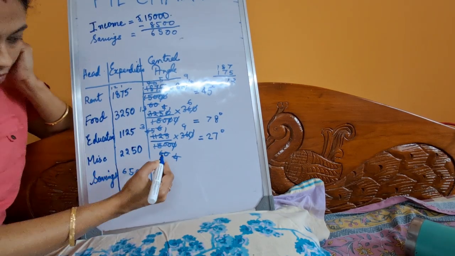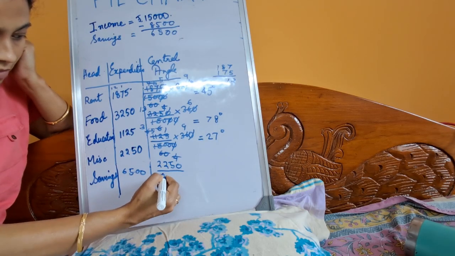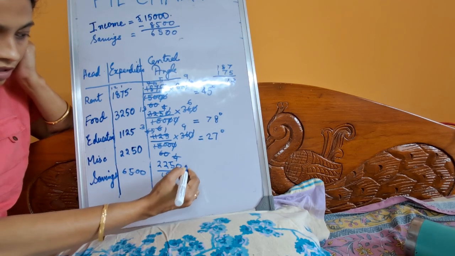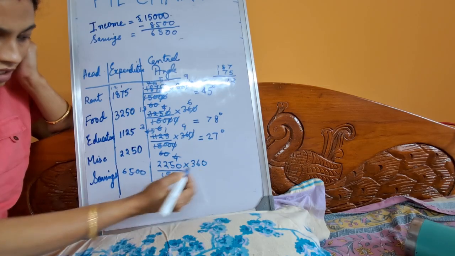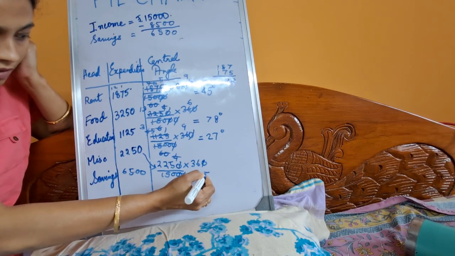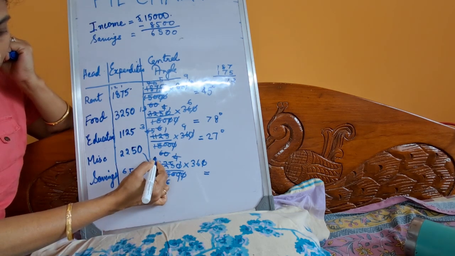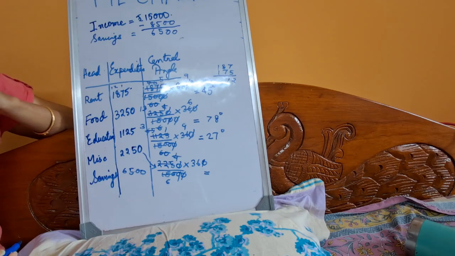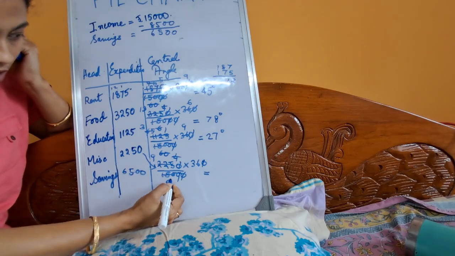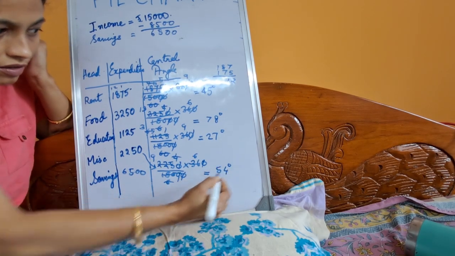Then the miscellaneous one, 2250 by 15,000 into 360. This calculation I am doing here. Cut all the zeros. Now see, this goes 6 times, this goes 9 times, right? So 6 goes 6 times, this is 54 degree.